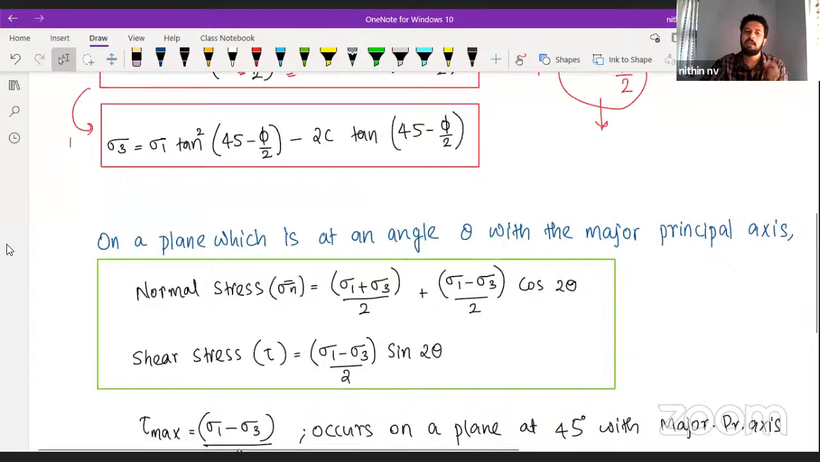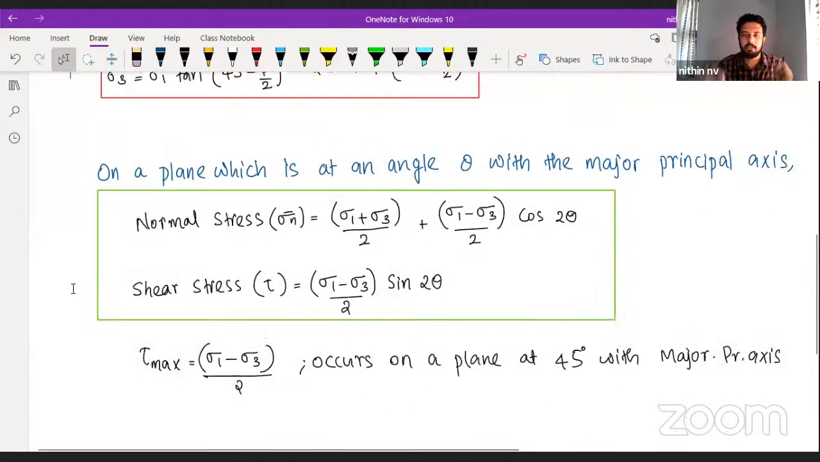Okay, similar to that, if we have any plane at a theta angle with the major principal plane, and they ask what the normal stress and shear stress on that particular plane are, we can substitute into this equation, as simple as that.